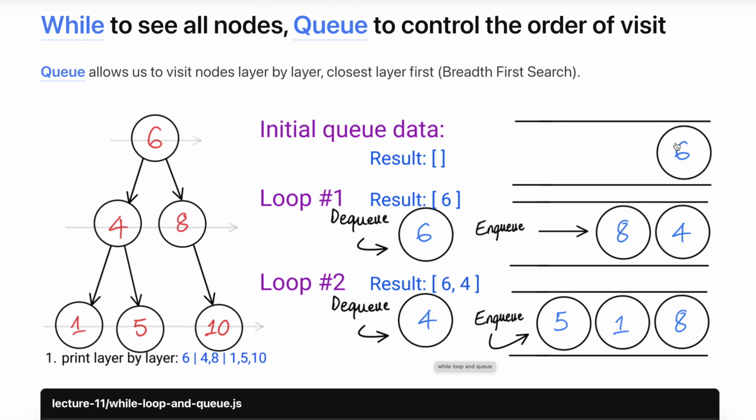For our first loop, we're gonna dequeue 6 and put 6 in the result array, and as we have 6, we know about 4 and 8. So we're gonna enqueue 4 and 8. Then our first loop is finished.